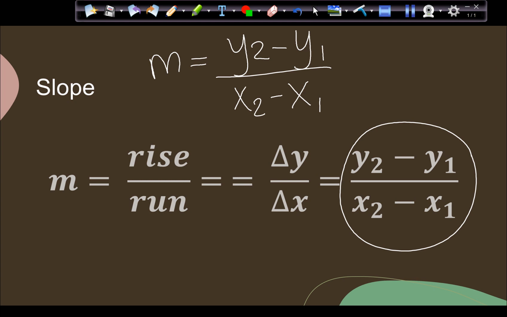So to first of all help you remember that the y should be on the top, it's rise over run. And so rising is going up and down, and that's the y-axis. And running is side to side, and that's the x-axis. So that's why our x's are at the bottom this time.